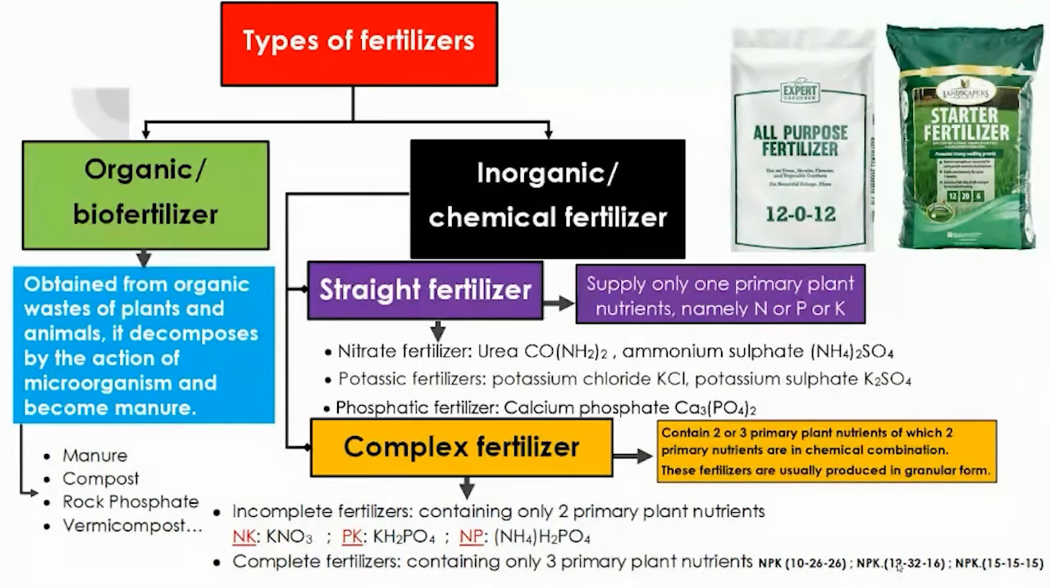When you go to the market and buy fertilizer, you will see numbers on the packs or the bags of the fertilizer. For example, it is written as 12-0-12. It means that this kind of fertilizer contains only 2 primary nutrients. And the second one will be written as 12-26. This fertilizer tells you that it contains 3 primary nutrients. So I will move to the next.